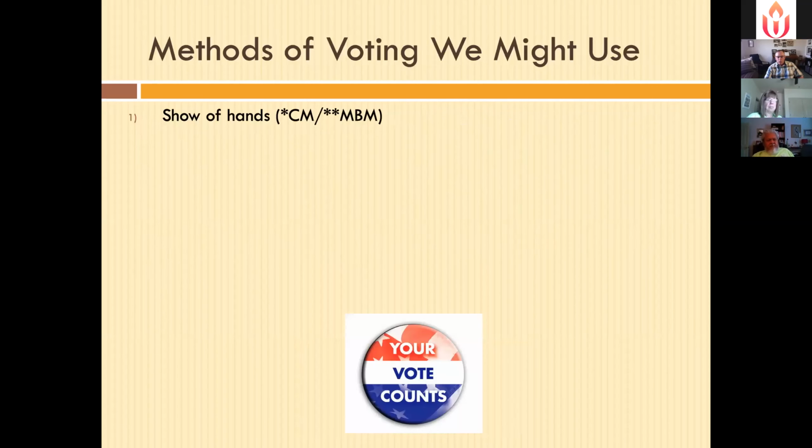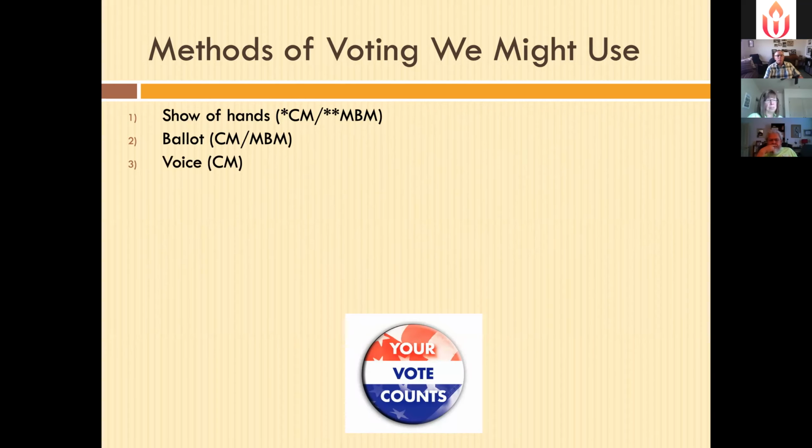Methods of voting we might use, and CM means committee meeting and MBM membership business meeting. Show of hands or getting a true count is always in play. And we're going to try the Zoom polling tool here today to show how we vote on Zoom. A secret ballot's always in play in committees and membership business meetings.